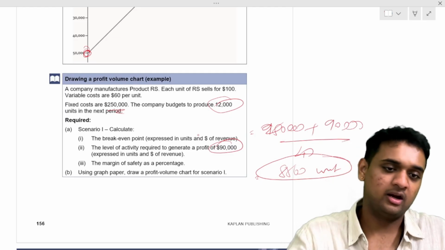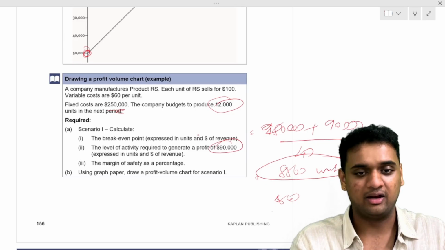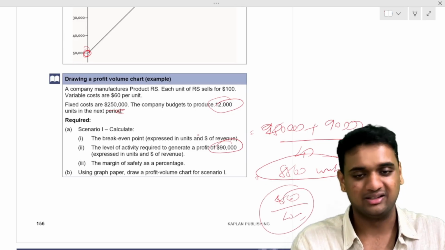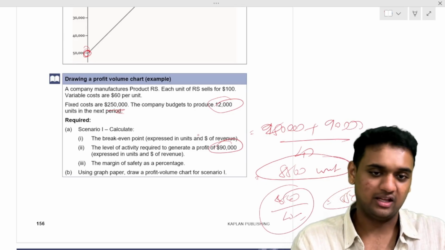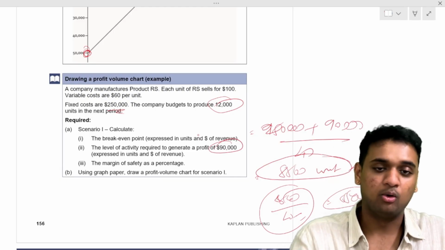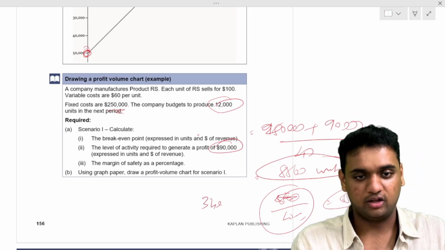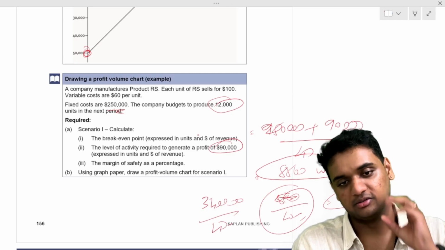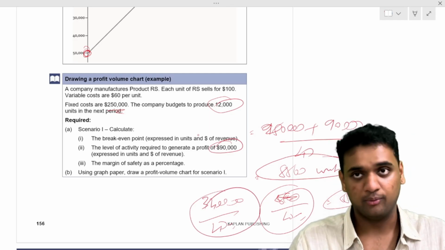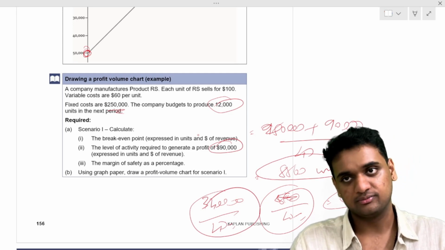That is 8,500 into 100, or 8,500 divided by 40%. Whatever you do, you get the same answer, 8,50,000. Sorry, that amount, not 8,500: 3,40,000 divided by 40%. If you do, you will get 8,50,000. Understood, all of you? Find margin of safety in units.